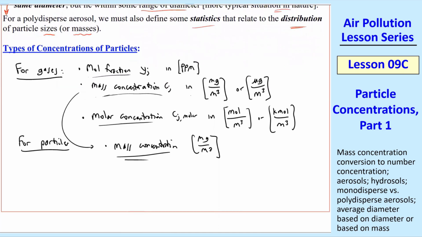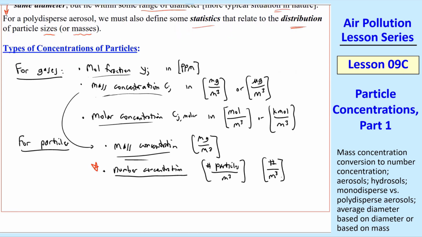But we also have another one that we'll use, and that is number concentration. So this is something new. A number concentration is in terms of number of particles per meter cubed. Sometimes we just illustrate that with the pound sign, which can also mean number. So number of particles per meter cubed. And typically, since we have so many particles, we'll use millions of particles per meter cubed. That'll be our most usual one, actually.